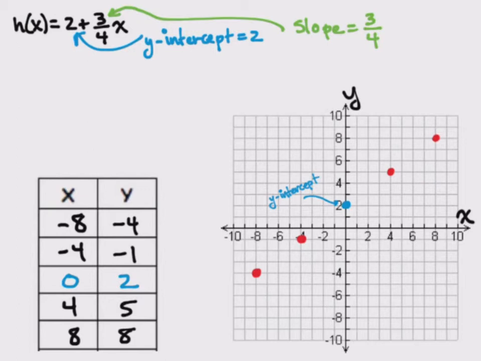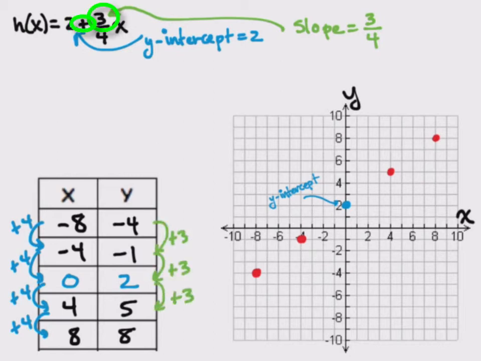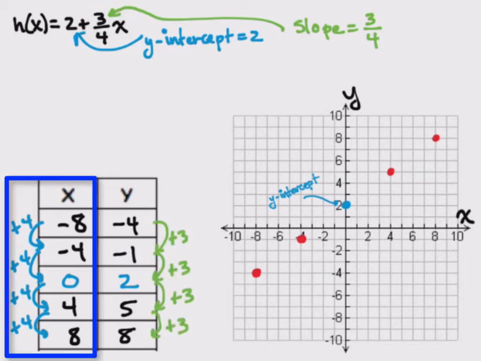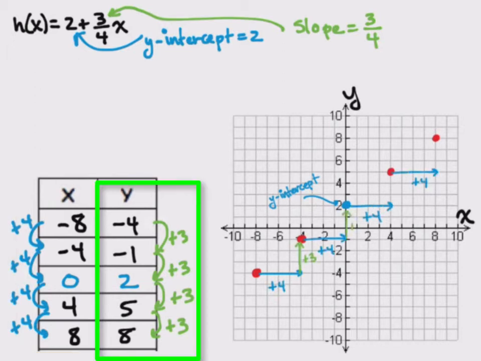Alright, we're definitely ready to graph our line, but one more time, let's talk about the slope of 3/4 and how that shows up in our table and graph. Again, our slope is 3/4, and note that every 4 unit increase in x results in a 3 unit increase in y. Equivalently, every time we move to the right 4 units on our graph, we move up 3 units on our graph.